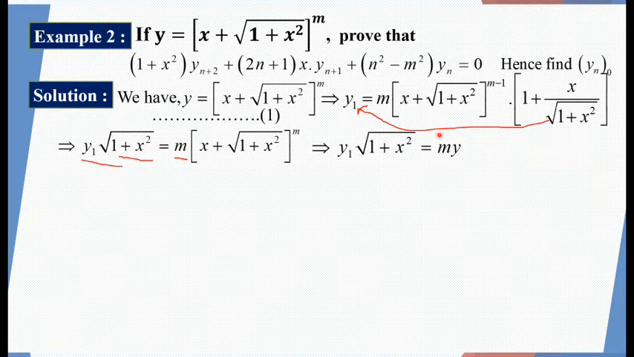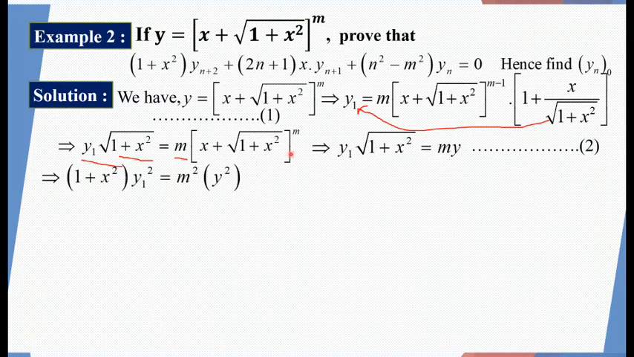Now still this square root sign remains. So how to eliminate it? We first call it equation number 2. To eliminate this square root sign, we square both sides. So it will be 1 plus x square y1 square is equals to m square y square. Now one problem is eliminated, but another one arises. Now the y and y1 contain power 2. So to eliminate this power 2, we can again differentiate.